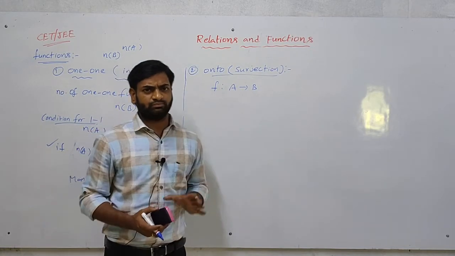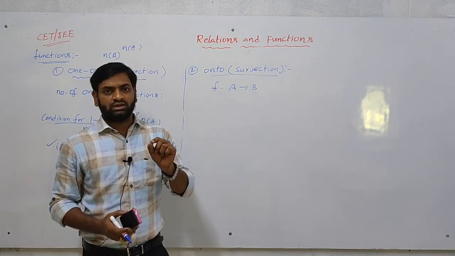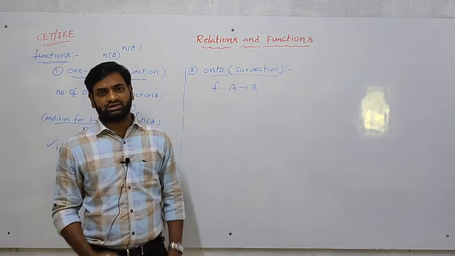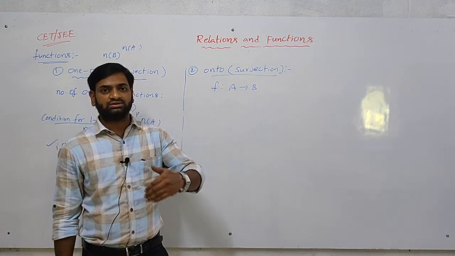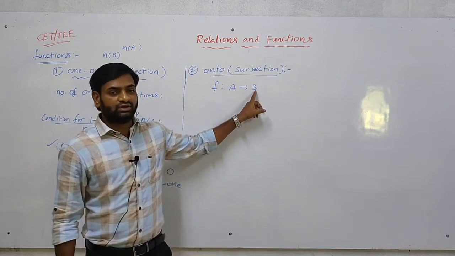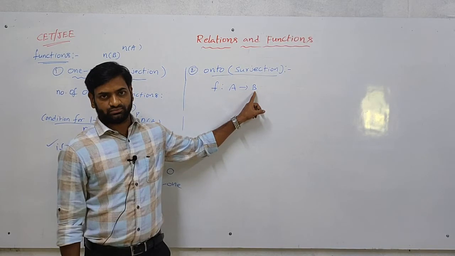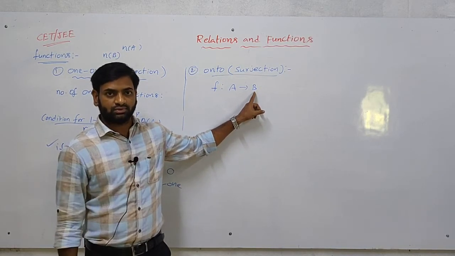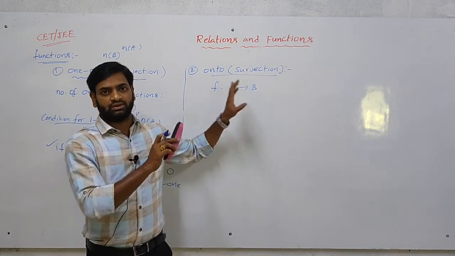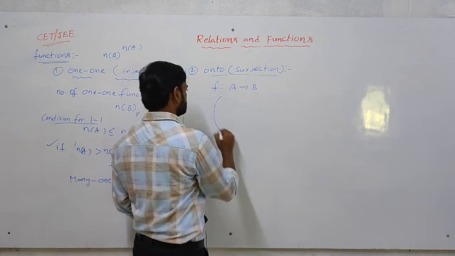That means, simple thing here: in the B, every element should be in the mapping. That's it. In the second set, in the B, every element should be in the mapping. If you leave even one element, it is not onto. Every element should be in the mapping, then it is onto, directly. See here, an example.